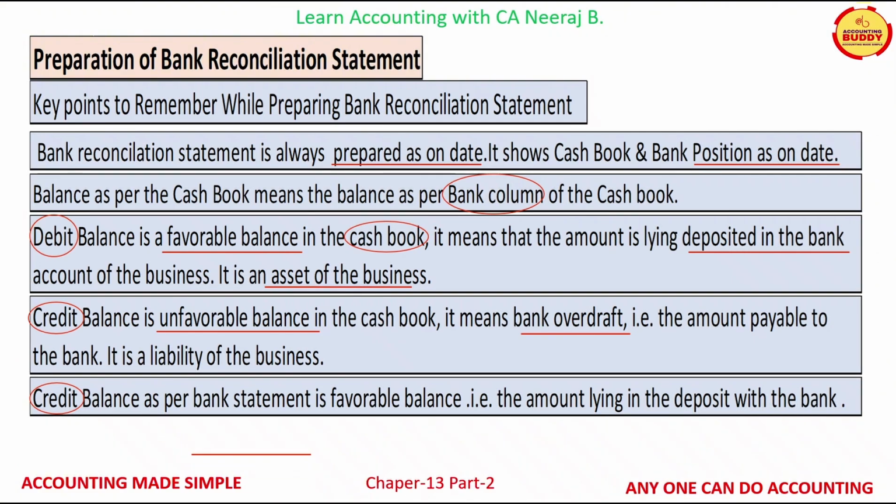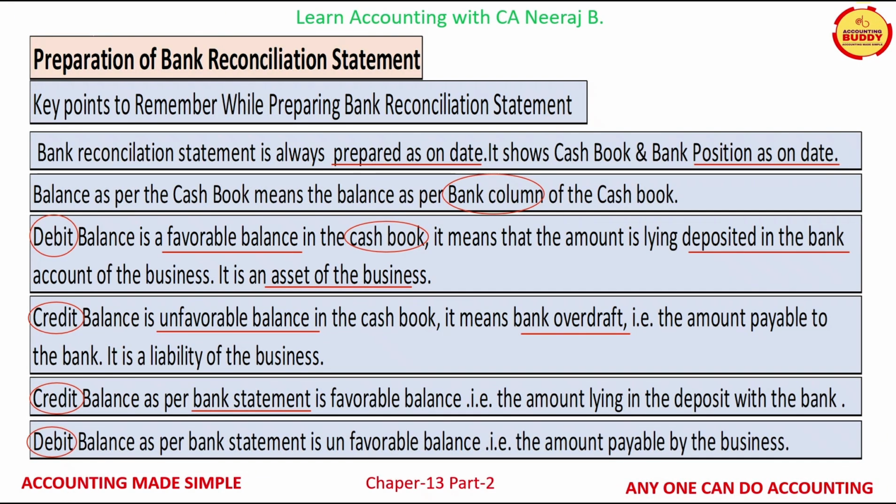Credit balance as per bank statement is favorable balance, that is the amount lying in the deposit with the bank. The debit balance as per bank statement is an unfavorable balance, that is the amount payable by the business to the bank.